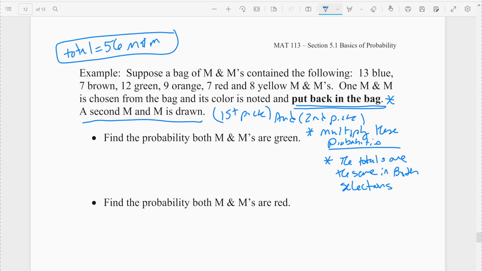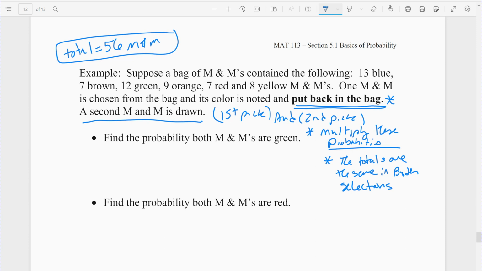Because you could technically pick the same M&M twice. Right, I pull out a blue M&M, I'm putting it back, I could pick it out twice, right? I could pull out the same blue M&M twice. And so the totals are the same. You still have 56 M&Ms in both draws. You have the exact same color of M&Ms in both draws. And so, as it turns out, it's the same probability whether it's the first draw or the second. I just do it twice. And so when I find the probability, I have to multiply. So I've got the first pick and the second pick.